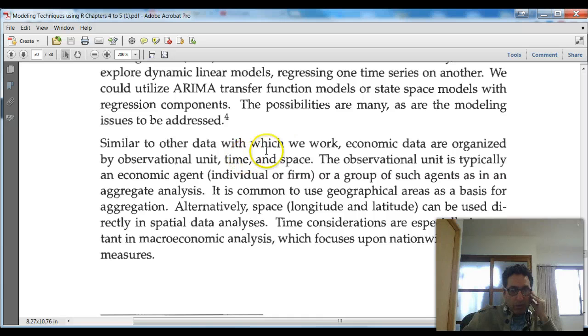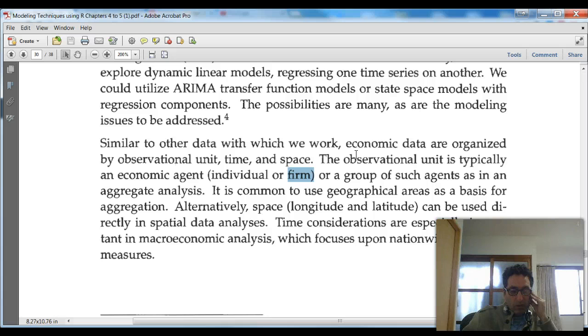similar to other data with which we work. So we've been talking about other things in our class, but now we're working with economic data. Economic data are organized by observational unit, time, and space. The observational unit is typically an economic agent. So we usually study an individual, or we study a company, or even a country. So those are called the observational units that we're using.